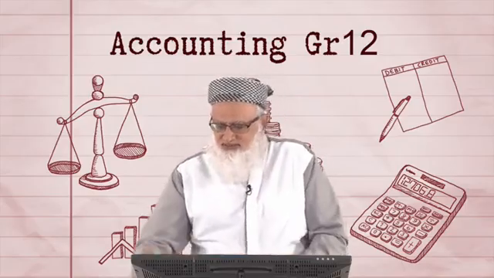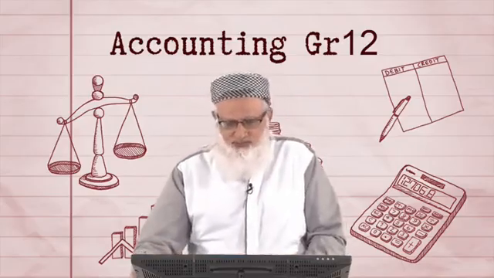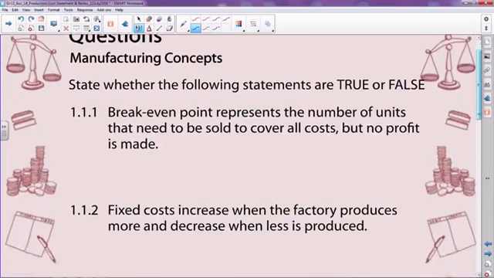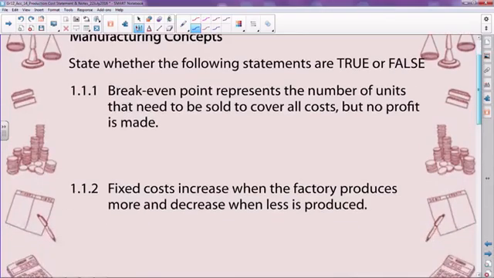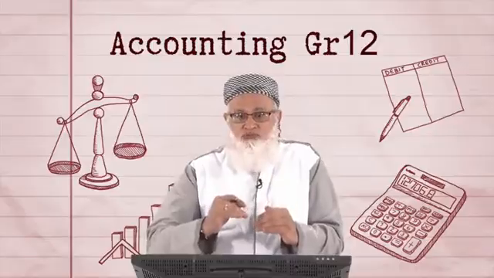Welcome back, grade 12s. Let's check your answers. Let's start off with the first one that says, the break-even point represents the number of units that need to be sold to cover all costs, but no profit is made. And the answer is true. Remember, the break-even point is the point at which we produce and sell the amount of goods where we break even. No profit or loss is made.